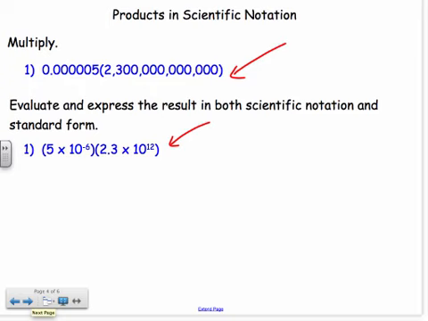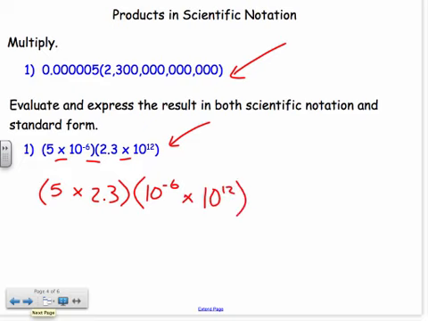So first thing, let's get in scientific notation. And if you look, this just says 5 times 10 to the negative 6 times 2.3 times 10 to the 12th. So it's all multiplication, right? And multiplication is associative and commutative. So I can multiply whatever I want first. So would it make sense to multiply my 5 and my 2.3 and then multiply my 10 to the negative 6 and my 10 to the 12th? Right? That's perfectly fine to do that, because I can multiply whatever I want first.